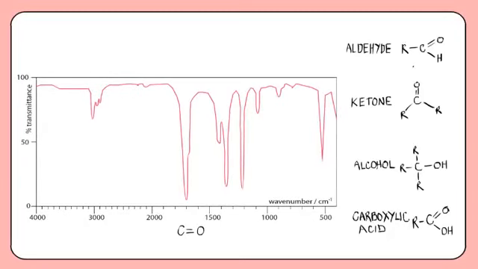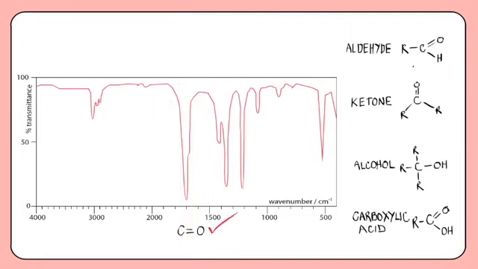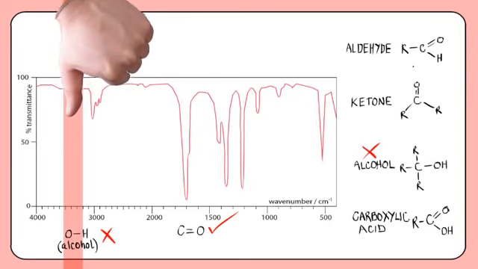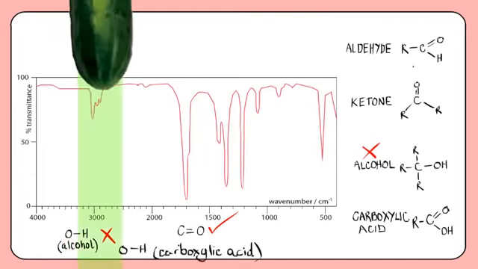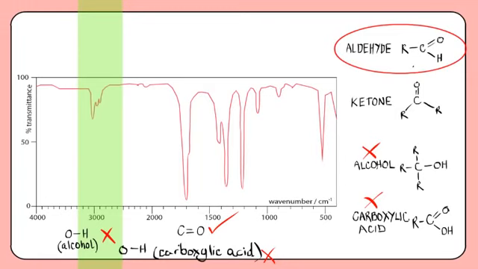Let's try with this compound. Does it have the finger? Yes, it does. This means it has the carbonyl, that's the C=O group. Now let's check for the alcoholic O-H with the thumb. No broad thumb-shaped peak present between 3200 and 3550. Now let's try the carboxylic acid O-H group. No very broad cucumber-shaped peak between 2500 and 3300. Our compound could therefore be either an aldehyde or a ketone, but with our present toolkit we cannot distinguish which one.